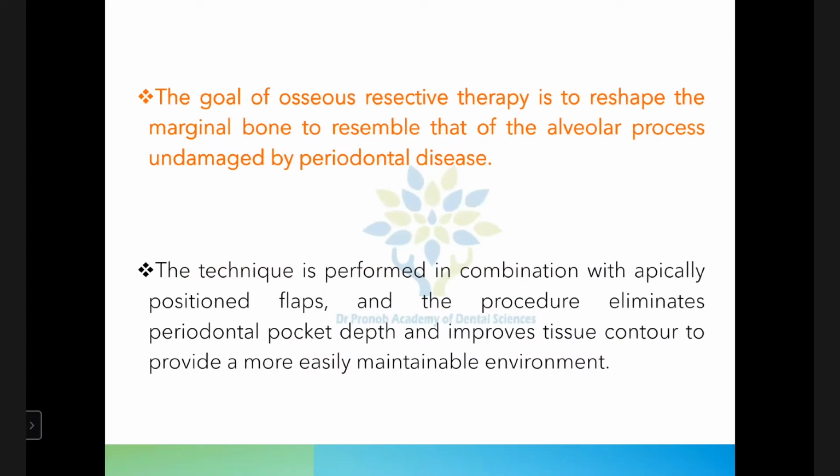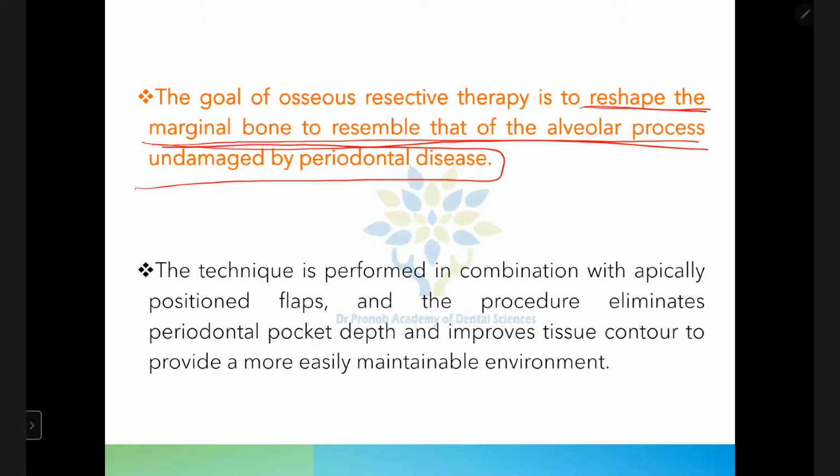What is the goal of osseous resective surgery? The goal is to reshape the marginal bone to resemble that of the alveolar process undamaged by the periodontal disease. We are reshaping the marginal bone in such a way that it will resemble the undamaged bone. Before the periodontal disease, what was the shape of the bone? We are trying to reshape the bone now such that it will resemble the undamaged bone. How was the alveolar process before? We are trying to create it again.